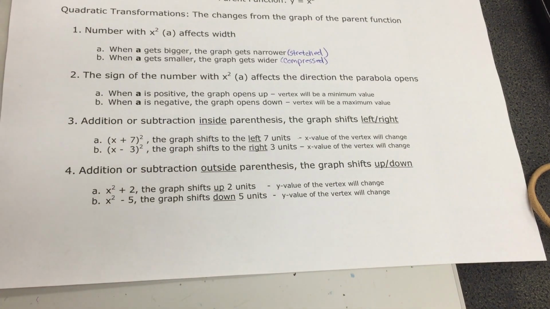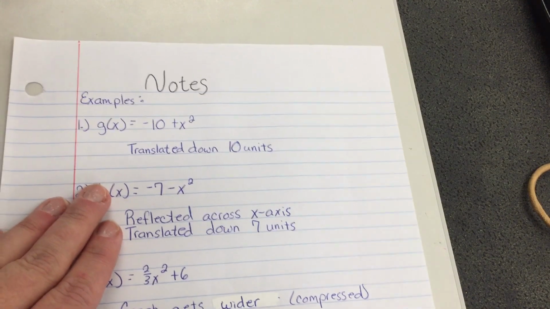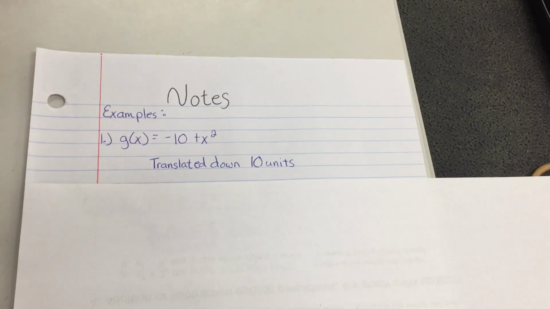So we're going to work on these a little bit. These are the notes that you need to write down. Write these notes down. I do not have a copy of these notes. This is the only page you should write down. G of x equals negative 10 plus x squared. You can rewrite this.